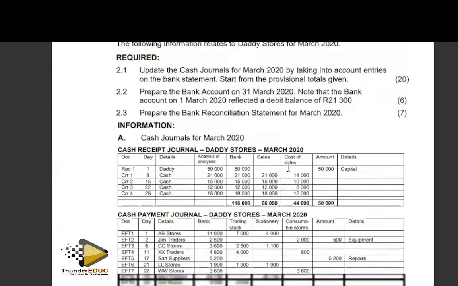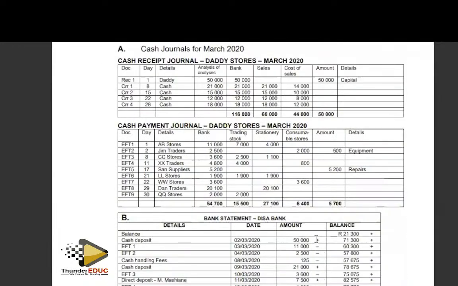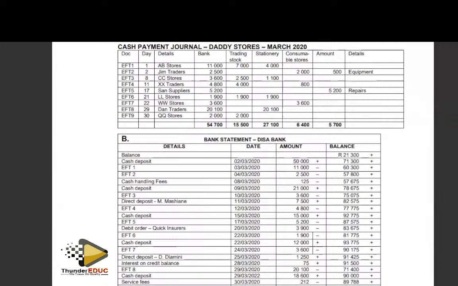You compare it with your journals. All the credits are going to be compared with the cash receipts journal, because whenever the bank credits, you record in the cash receipts journal. After comparing the credits, we shall compare the debits with the cash payments journal, because that one means money was going out of the bank account.